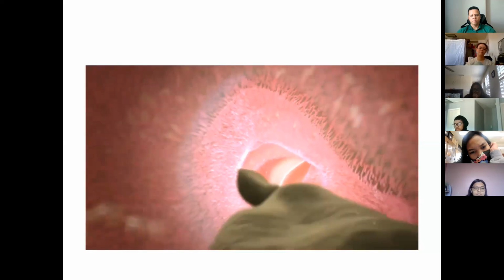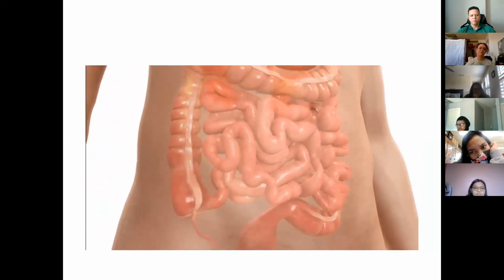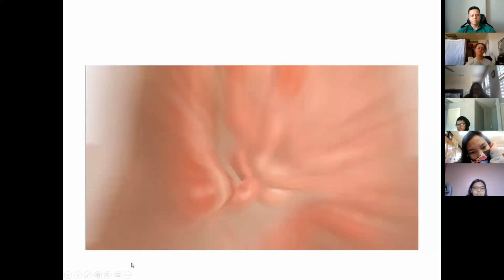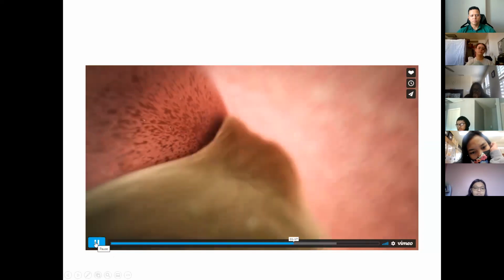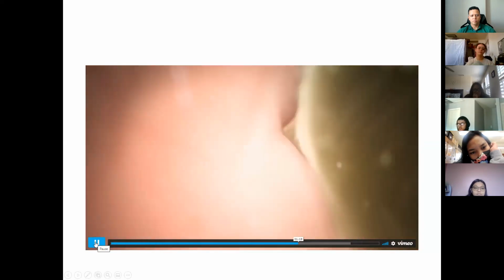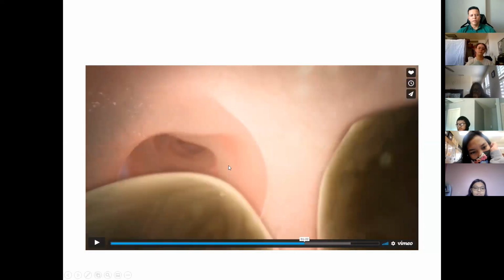The small intestine is over 5 meters long and the food moves along by peristalsis, as in the esophagus. After the food leaves the small intestine, almost all the nutrients have been absorbed. Next, the food moves into the large intestine. Right here, we can see the connection between the end of the small intestine, the ileum, and the beginning of the large intestine, the cecum. And there's another sphincter right there.